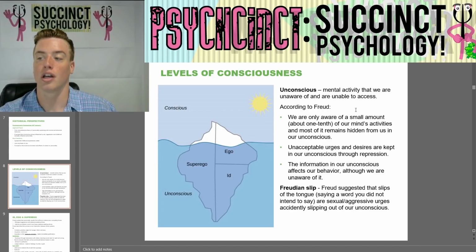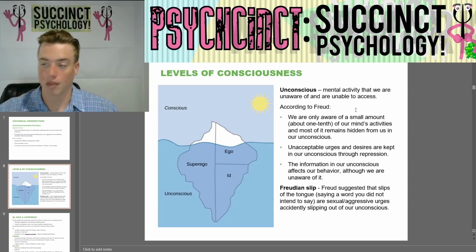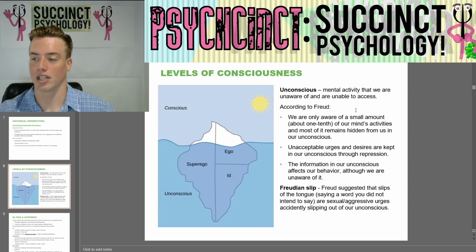And according to Freud, we are only aware of a small amount, about 1/10 of our mind's activities, and most of it remains hidden from us in our unconscious. Now, unacceptable urges and desires are kept in our unconscious through repression. The information in our unconscious affects our behavior, although we are unaware of it. Again, unconscious, you're not conscious of it.